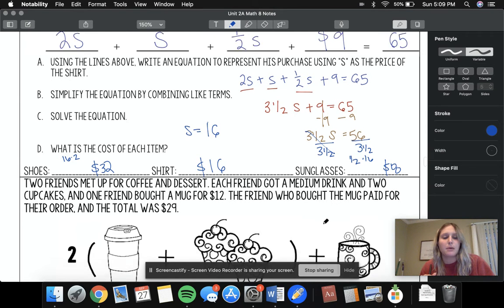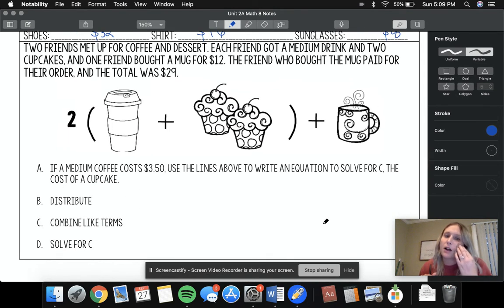All right, so the next problem. Two friends meet up for coffee and dessert. Each friend got a medium drink and 2 cupcakes, and one friend bought a mug for $12. The friend who bought the mug paid for their order, and their total was $29. Okay, so we kind of have this visual. So we have 2, which means the 2 friends. Okay. And each friend got a medium coffee, got 2 cupcakes each, and only one person got a mug.